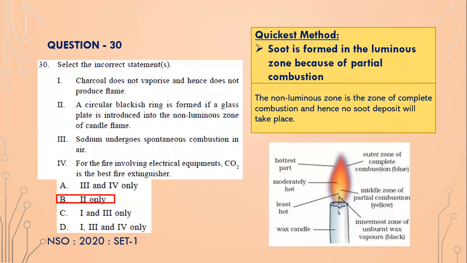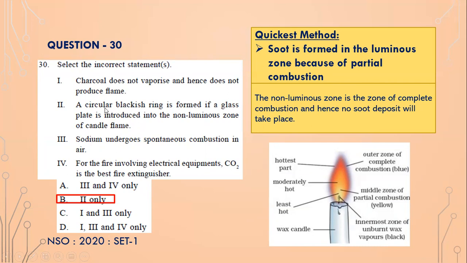Select the incorrect statements. Charcoal does not vaporize and hence does not produce flame, which is true, isn't it? Charcoal does not vaporize. That's why it does not produce flame. So that's why it is used in barbecues, isn't it? A circular blackish ring is formed if a glass plate is introduced into the non-luminous zone of a candle flame, which is false, isn't it?